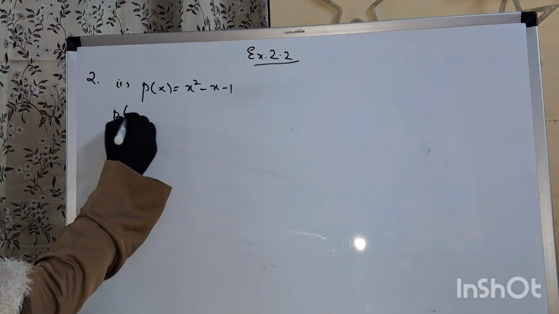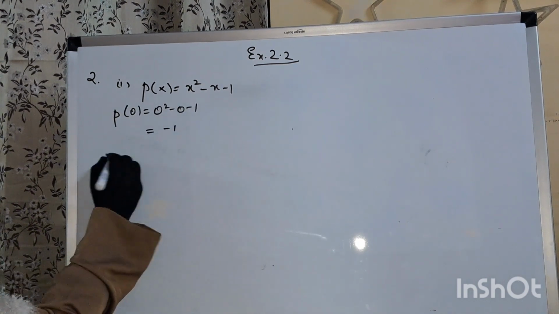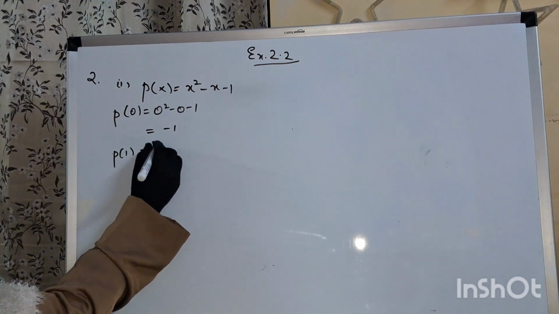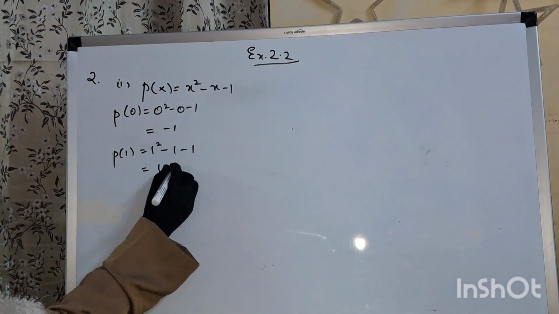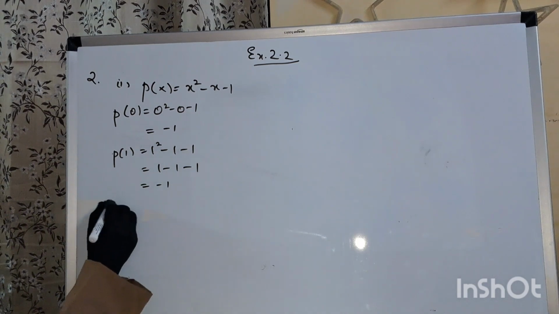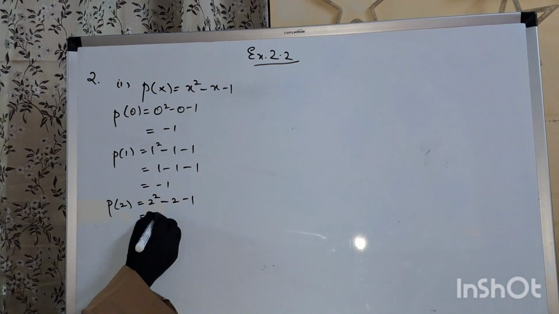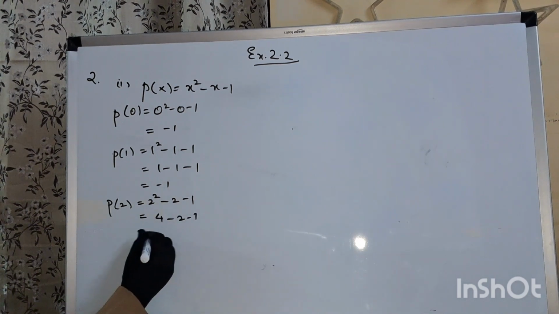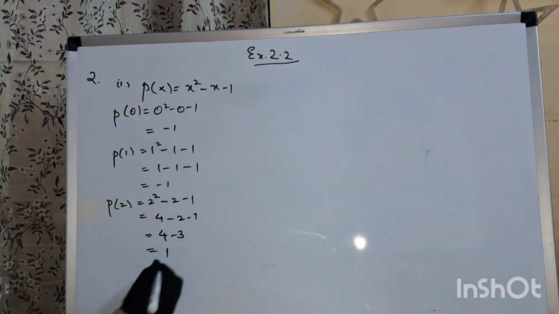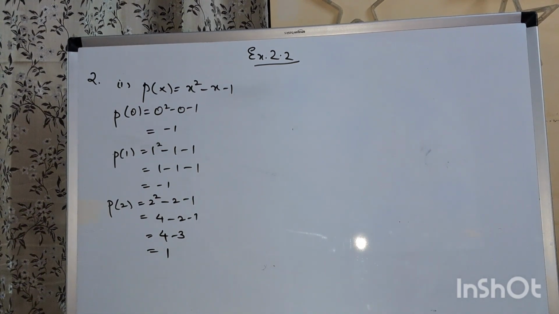First we need to find p of 0. See, 0 square minus 0 minus 1, it is nothing but minus 1. P of 1: 1 square minus 1 minus 1, 1 minus 1 minus 1, that is nothing but minus 1. 1 minus 1 is 0, so minus 1 is left. P of 2: 2 square minus 2 minus 1, 4 minus 2 minus 1, that is 4 minus 3, that is nothing but 1. So these are the values of the expression p of 0, p of 1 and p of 2. Like this you have to solve for the remaining equations.